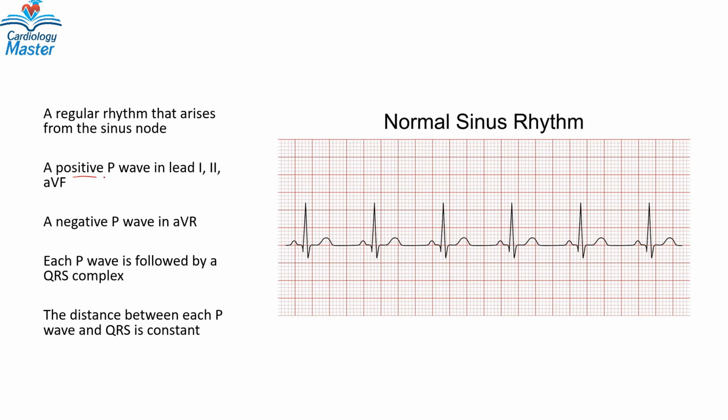It is described as a positive P wave in leads 1, 2, and AVF, a negative P wave in AVR, and each P wave is followed by a QRS complex, and the distance between each P wave and the QRS is constant. What does that mean?